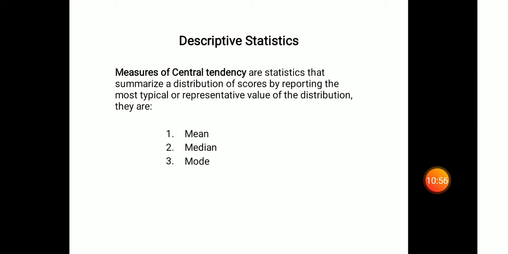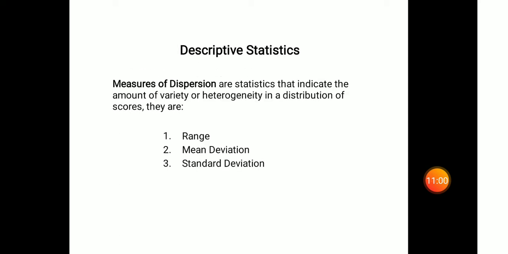And now, this variability, the measures of dispersion are the statistics that indicate the amount of variety or heterogeneity in a distribution of scores. So there are three measures of dispersion. The first is what we call the range, second is the mean deviation, third is the standard deviation.